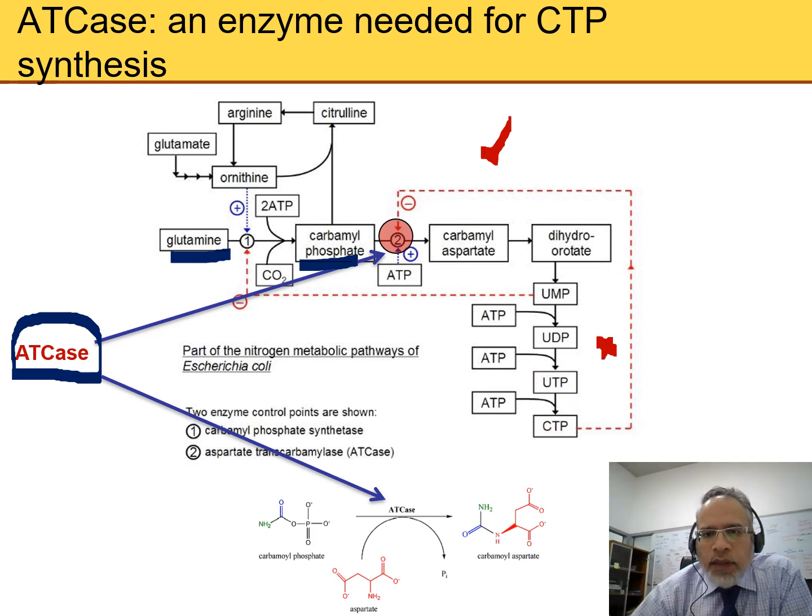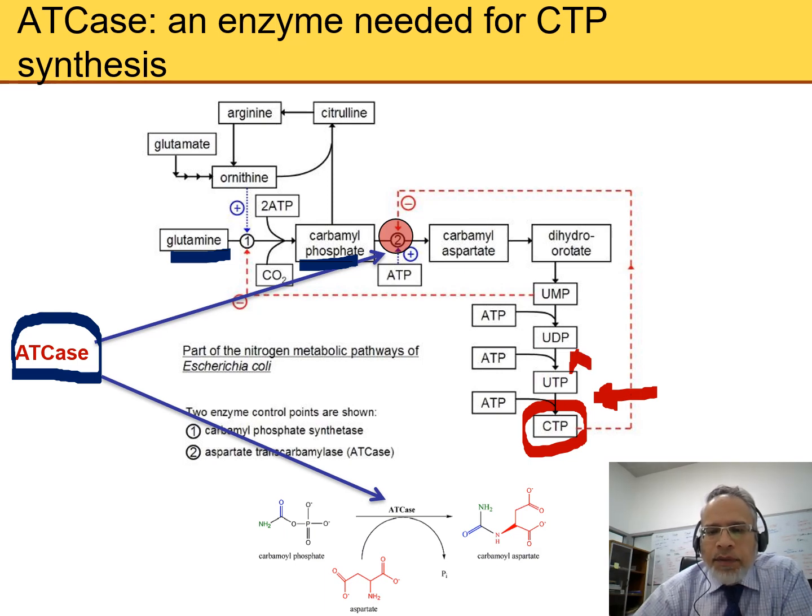Suppose you have too much of this product. You have too much of CTP, right? And it's wasteful for the cell to keep making CTP. You don't want it to keep making CTP. So what does the cell do? If you have too much CTP, if you don't need it, well, stop it. Well, you can stop here. If you stop here, then by inhibiting this enzyme here, then you have a lot of CTP. So if you stop this enzyme, then you have a lot of CTP being left, right?